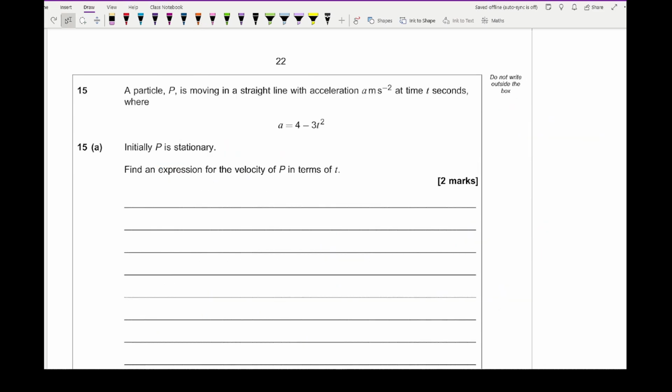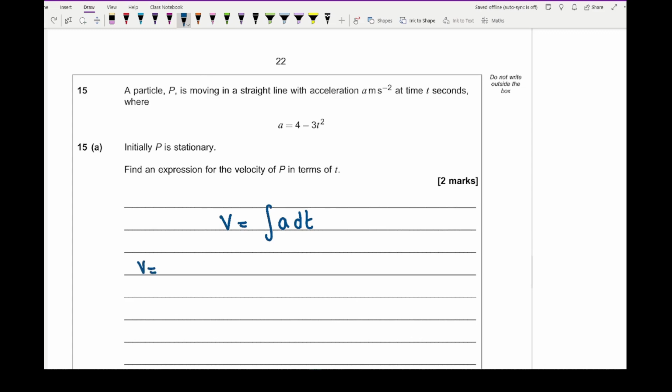Question 15. A particle P is moving in a straight line with acceleration a meters per second squared at time t seconds, where a is equal to 4 minus 3t squared. We're told initially P is stationary. For part A, find an expression for velocity of P in terms of t. So we need to recognise that velocity is the integral of acceleration. So we're going to integrate the acceleration formula.